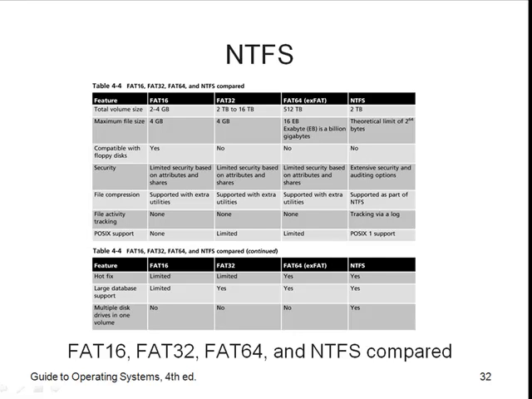File compression, you don't see file compression supported as part of the file system until you get to NTFS. We usually did file compression in previous versions through some sort of extra utility or third-party utility. File activity tracking is only available in NTFS, as well as POSIX support. And of course, if you go down to table 4.4 continued, hotfixes, we see hotfixes in exFAT and NTFS. Large database support is available from FAT32 onward, and multiple disk drives in one volume. The only Windows file system that allows that is NTFS.